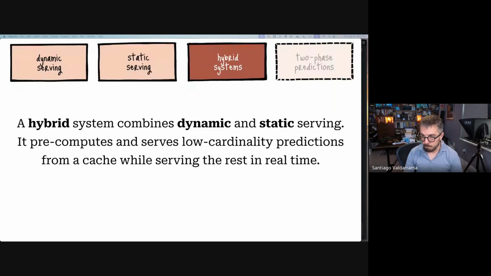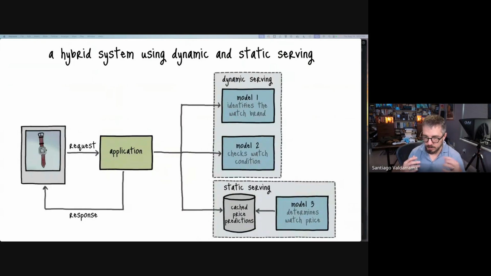Okay. So what do most people do? They use hybrid systems. When you're building something, you might find an opportunity to combine both of these and use dynamic serving for high cardinality problems and use static serving for low cardinality problems. So let me show you the way we built part of the pricing model for the bags.